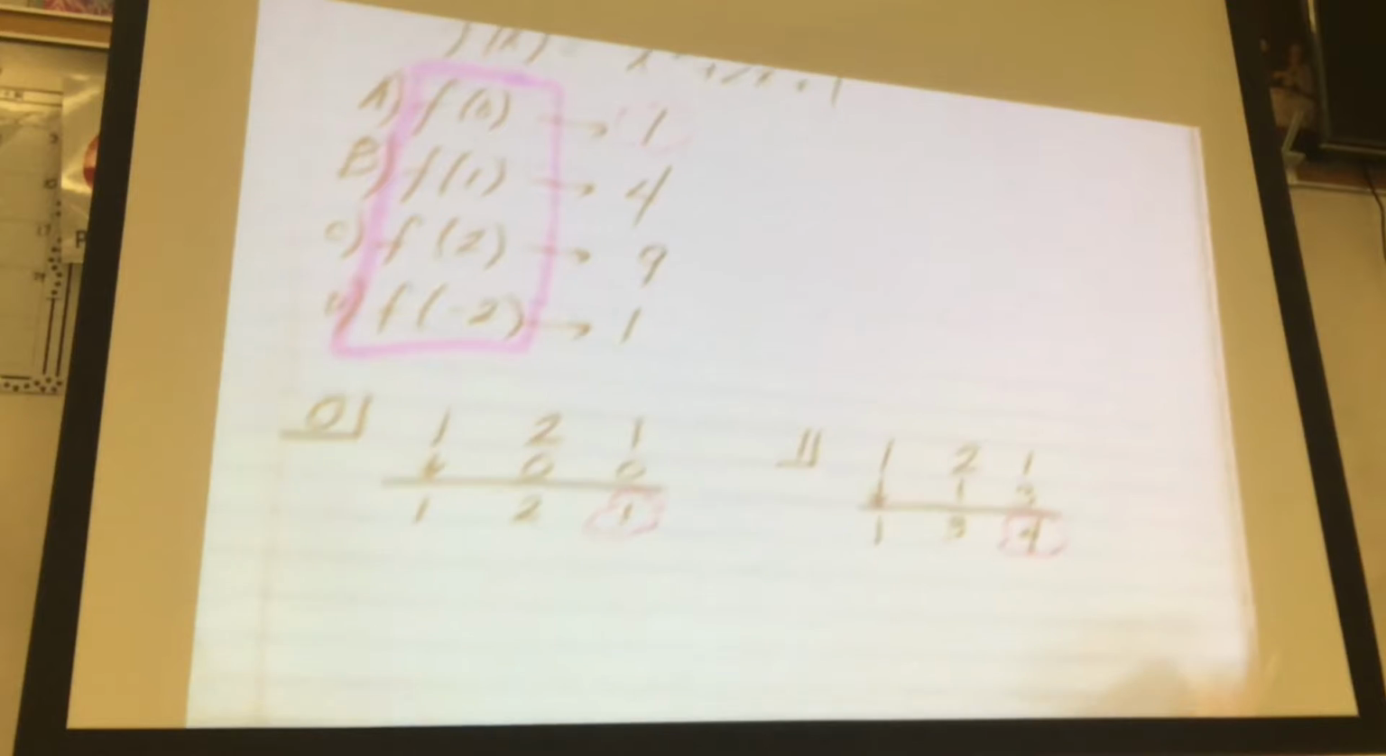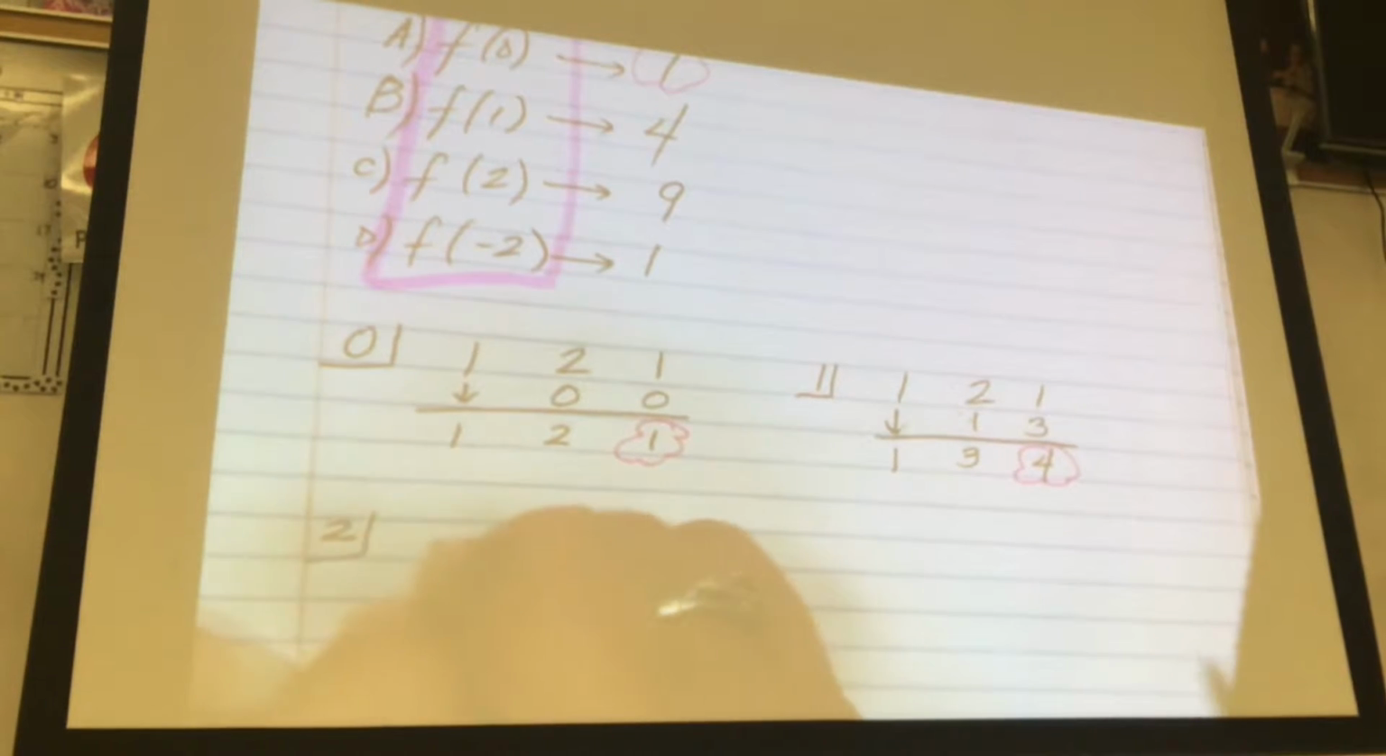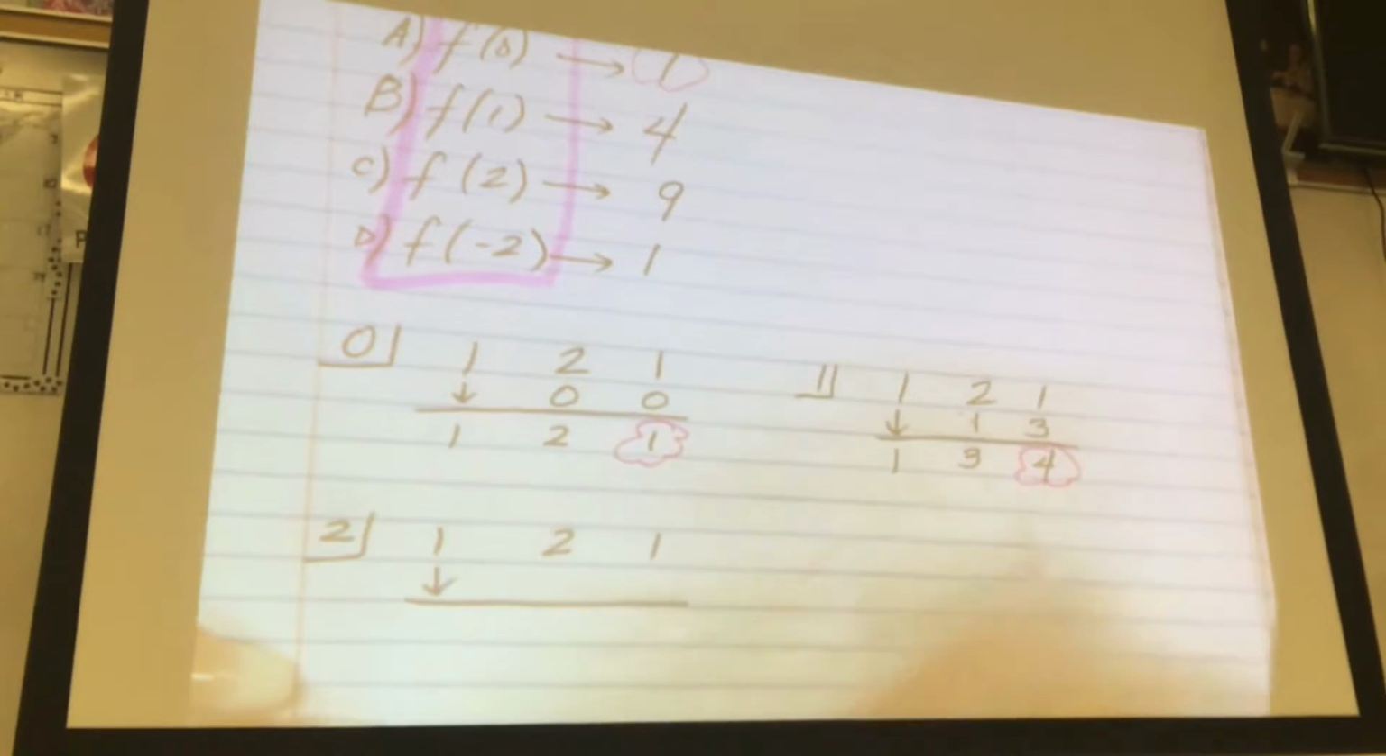Let's do it again. Synthetic division again. If I do synthetic division with 2, and the coefficients are 1, 2, and 1, the remainder is also going to be that value.